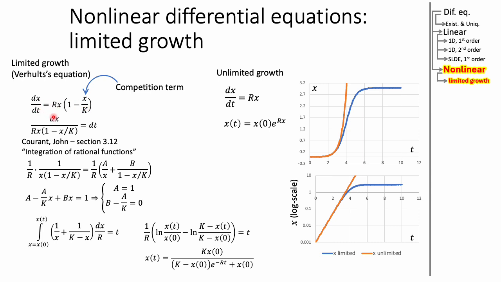So how can we solve this equation? We again apply the same trick as for the unlimited growth case. We divide both sides with the right hand part and we multiply with dt. And then we have to integrate this expression. This looks like a tedious task, but smart people learned how to do it. I definitely refer you all to this textbook of calculus by Courant and John, which I already mentioned in the lecture 2, and specifically to the section 3.12 of it, which is titled Integration of Rational Functions.